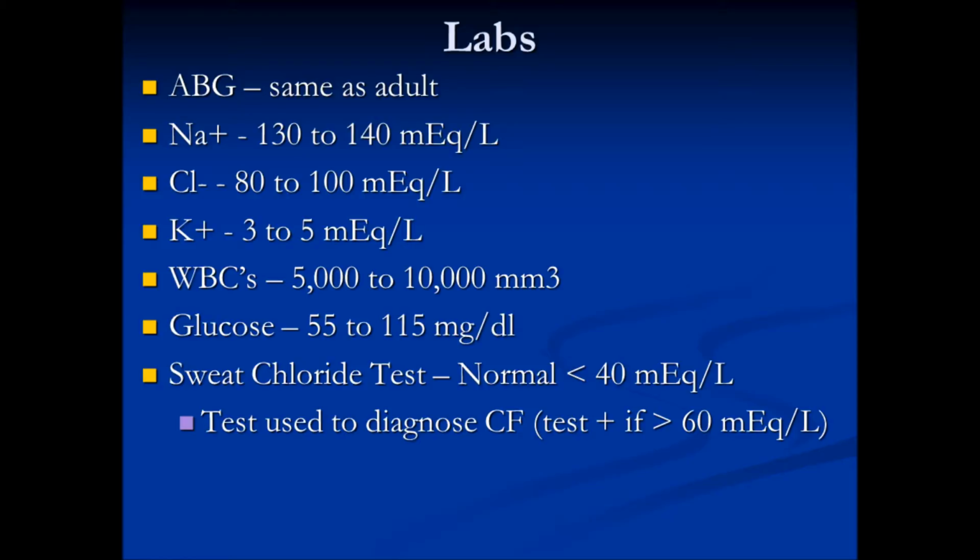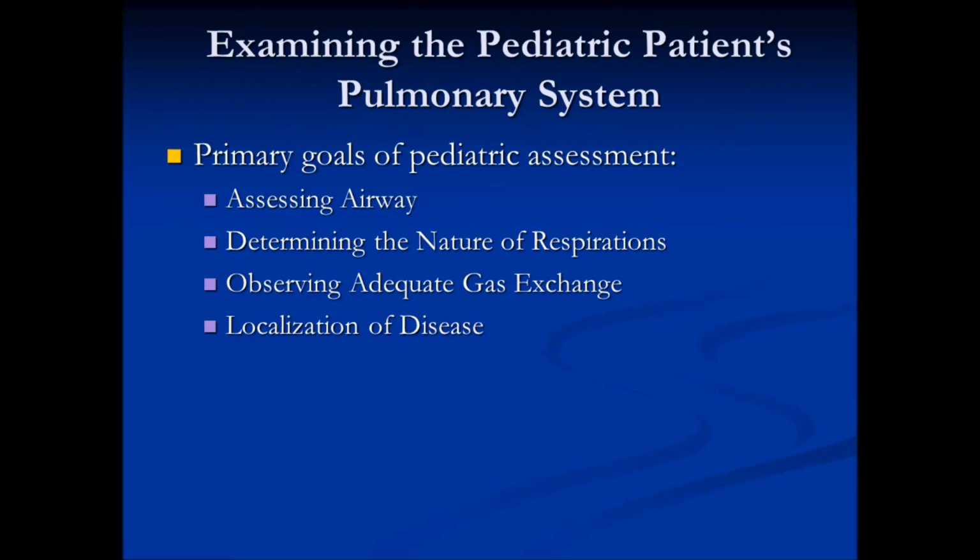If a patient has greater than 60 milliequivalents per liter on a sweat chloride test, they must be tested twice. And if the values are greater than 60 on two separate attempts, then the patient is diagnosed with cystic fibrosis.